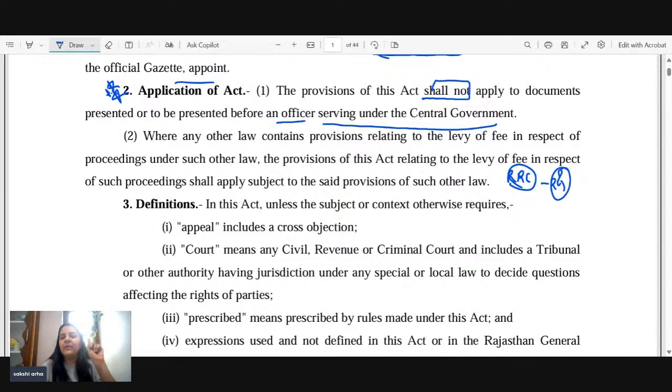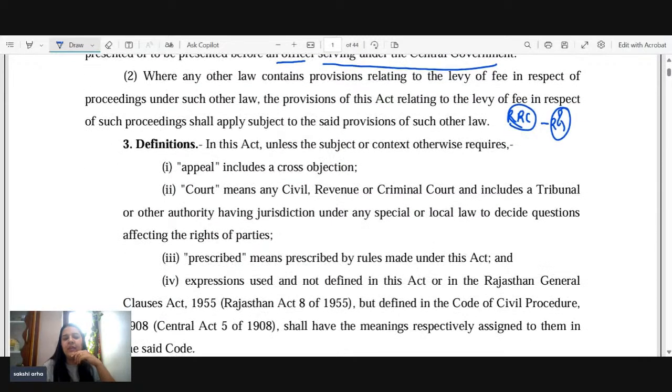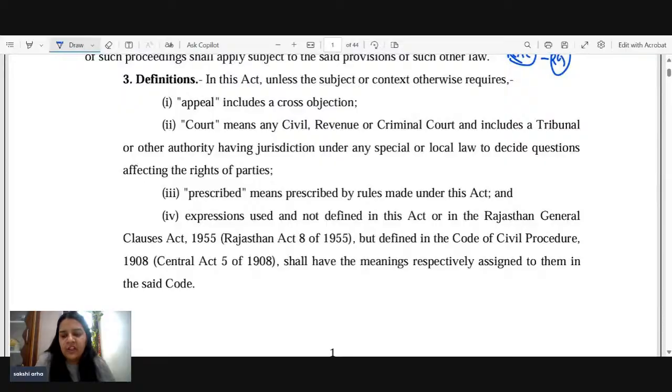So this will not apply to any document presented by or before the central government, officer of the central government. Second, this is not going to be applied where there is already a specific court fee provided in any other law. Moving on to section 2, that is definitions. Now in this Act, unless the subject or context otherwise requires, appeal includes a cross objection. Now what is cross objection, where is it given? It is given in Order 41, Rule 22 of CPC.